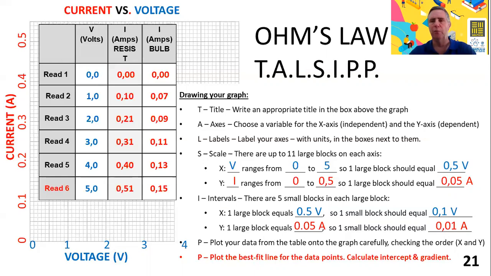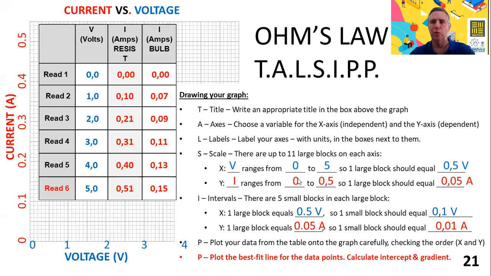Now, your graphs will very often have different scales and different intervals on the X and Y axes. So don't assume they're the same, but by choosing these scales, you can see our graph will fill the whole page, which is what we wanted. Next, we're going to plot our data from the table onto the graph carefully, and then plot the best fit line for the data points, calculate intercept and gradient.